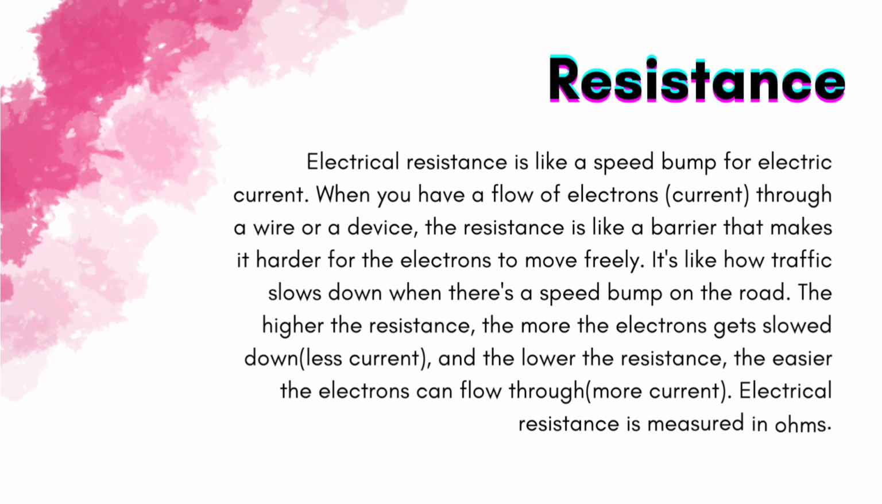Electrical resistance is like a speed bump for electric current. When you have a flow of electrons, current, through a wire or a device, the resistance is like a barrier that makes it harder for the electrons to move freely. It's like how traffic slows down when there's a speed bump on the road. The higher the resistance, the more the electrons get slowed down, less current, and the lower the resistance, the easier the electrons can flow through, more current. Electrical resistance is measured in ohms.